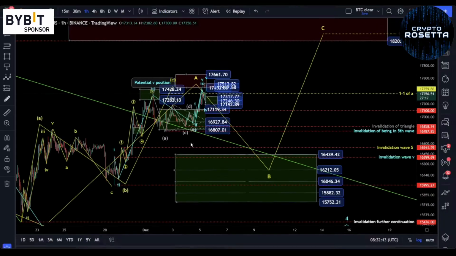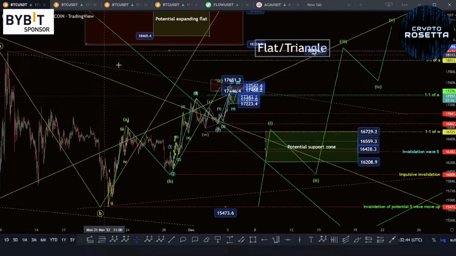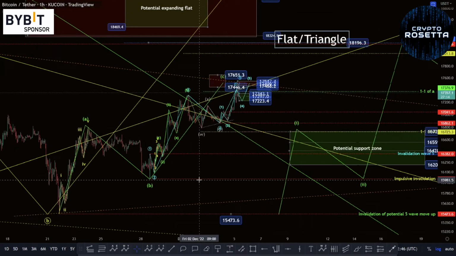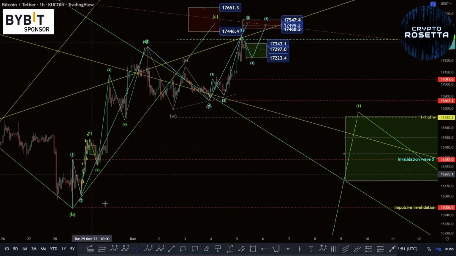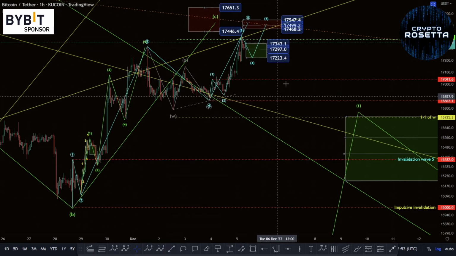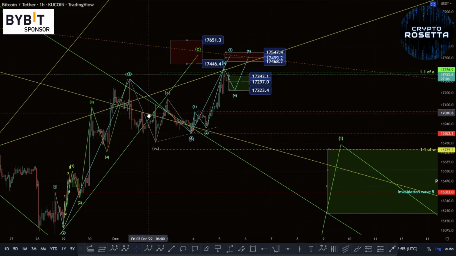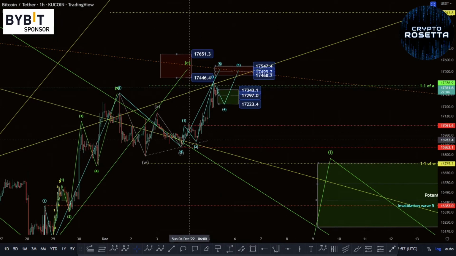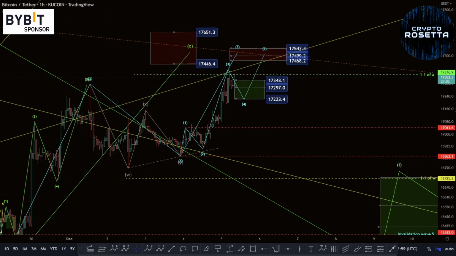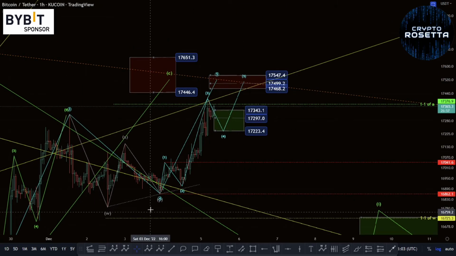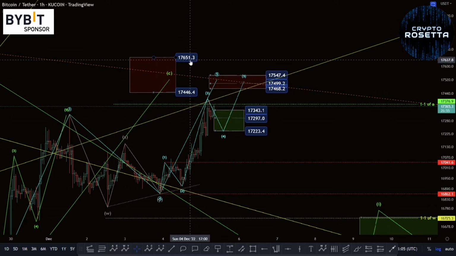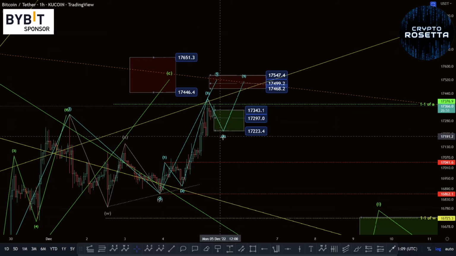If I switch over here to this chart, basically this is much the same thing. We've got this 1, 2, 3, and then within this one I was looking at it rather differently as a WXY. So within this, it's much the same targets. We've got the typical fifth wave target off this fourth wave low here, which is 17,651 to 17,446.